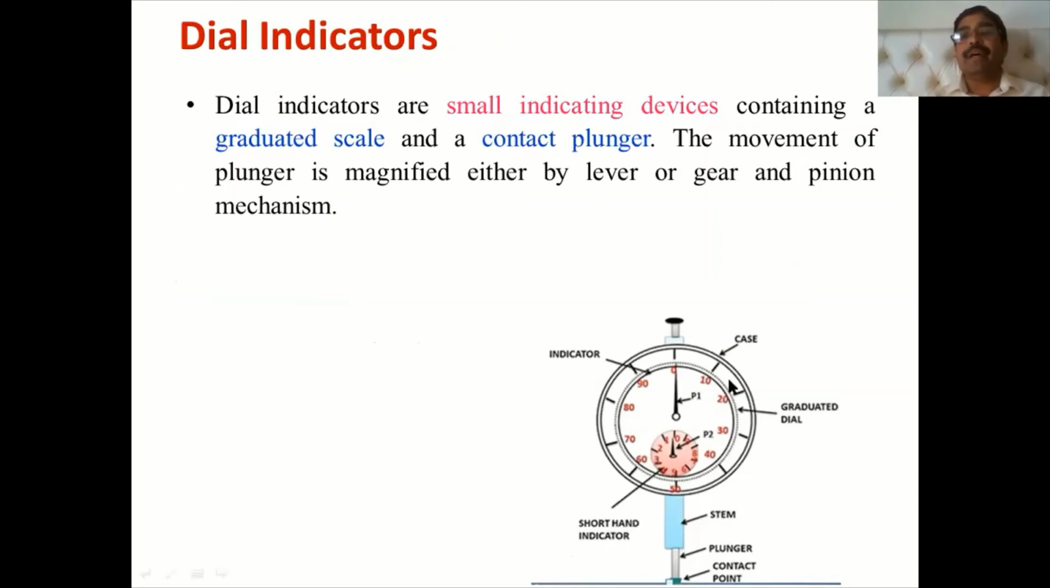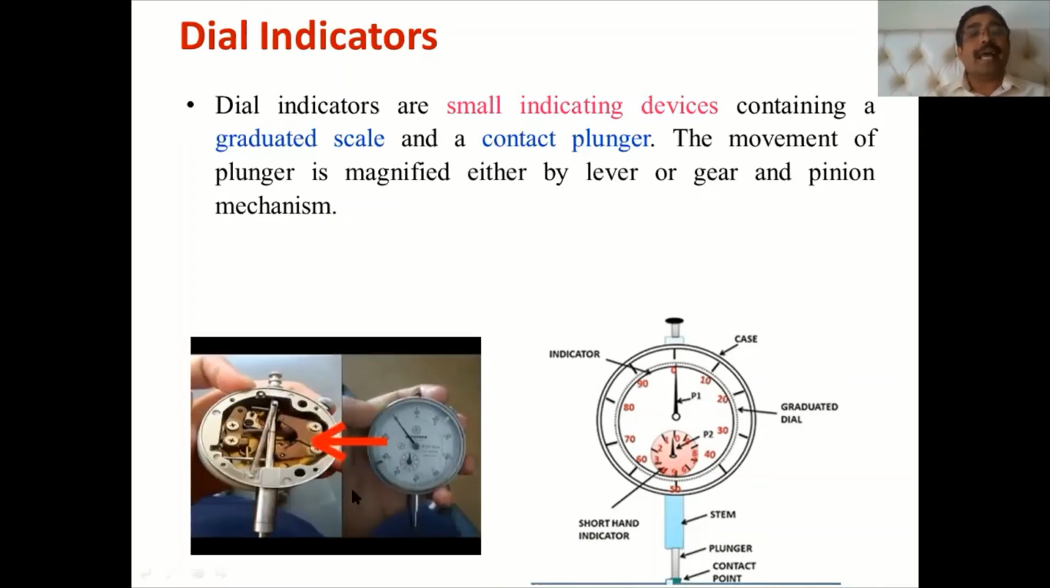If you see here, there are graduations, which means there is a scale here, and a contact plunger. This is your contact plunger there. The movement of the plunger is magnified either by a lever or a gear mechanism. Whatever magnification takes place is only possible due to the rack and pinion mechanism, or a gear mechanism, or also the lever mechanism. This diagram indicates that the magnification system only occurs due to the rack and pinion mechanism.